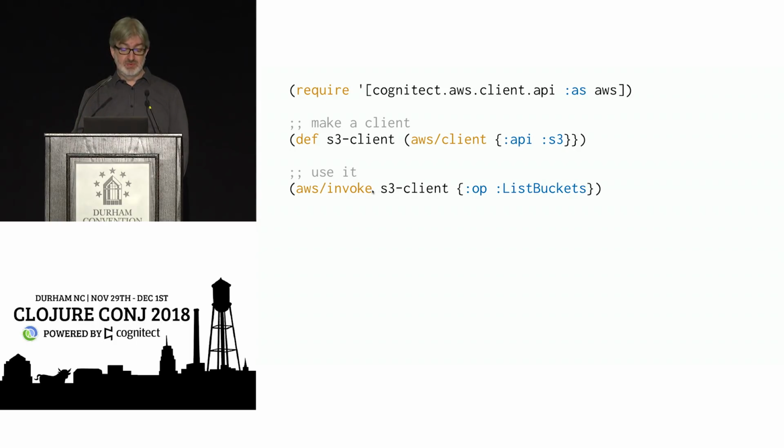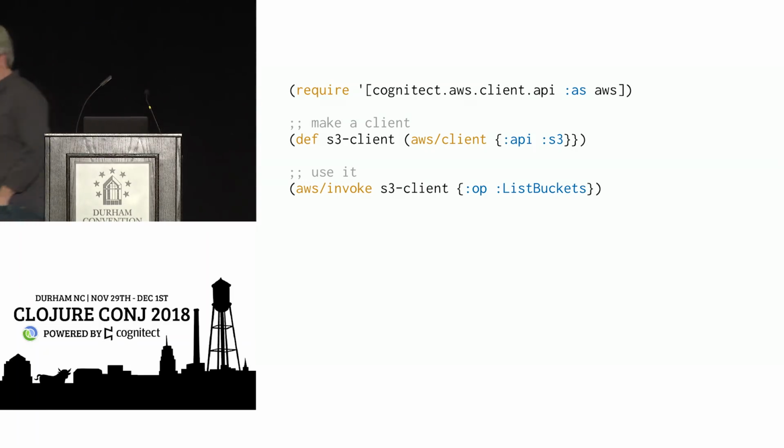To use it, you call invoke, giving it the client, and you tell it the operation. Now, some operations need some data, and we'll get to that, but this particular list buckets operation doesn't need any additional data, so that's all you need. And that's the whole thing. This is the whole API in terms of what you need to run in production. There are some helpers and stuff I'll talk about, but that's it. So thanks very much.